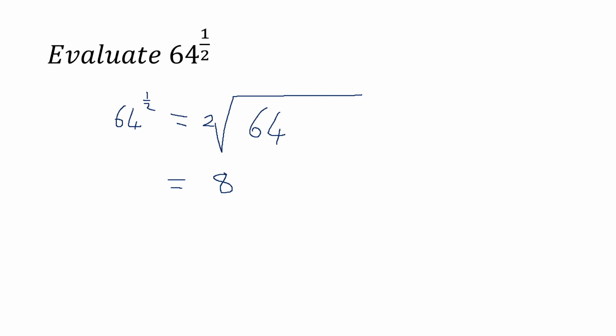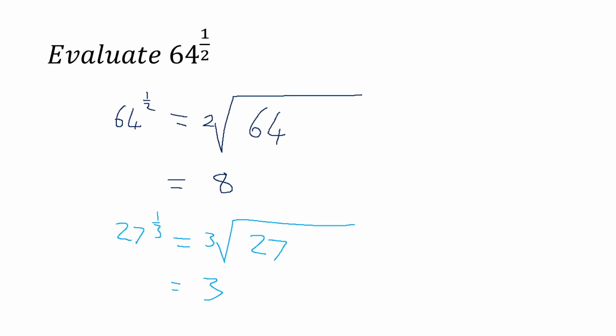If it's something like 27 to the power of a third, then it's going to be the cube root of 27. Which in this case is, okay, what number has to multiply by itself three times to be 27? It's going to be 3. And so that's what we do here.